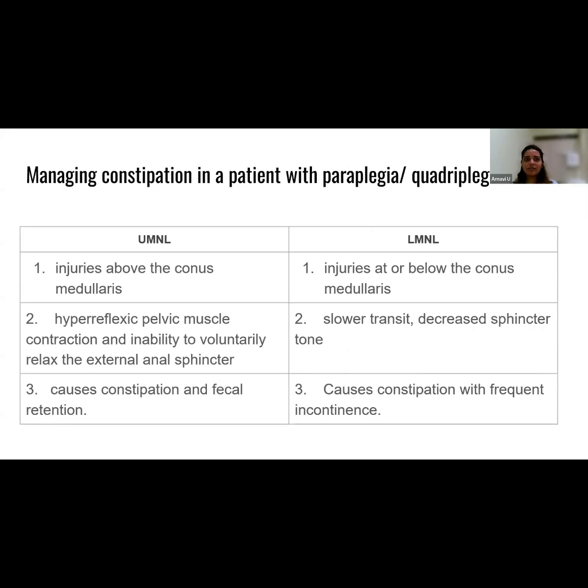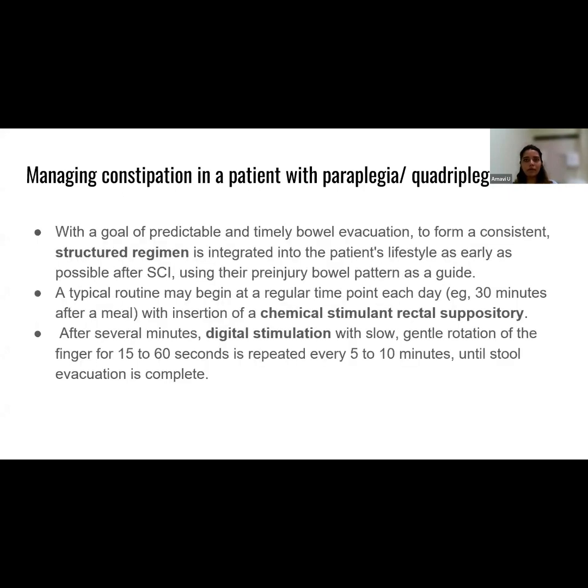Then coming to the last topic for the day, managing constipation in a patient with paraplegia or quadriplegia. In this, we have two types of lesions, which are the upper motor neuron lesions and the lower motor neuron lesions. Upper motor neuron lesions include the injuries above the level of the conus medullaris, whereas lower motor neuron lesions are the injuries at or below the level of the conus medullaris. In upper motor neuron lesions, hyperreflexic pelvic muscle contraction occurs, because of which there is an inability to voluntarily relax the external anal sphincter, leading to fecal retention and hence constipation. Whereas in lower motor neuron lesion, it leads to slower transit and decreased sphincter tone, causing constipation with frequent incontinence.